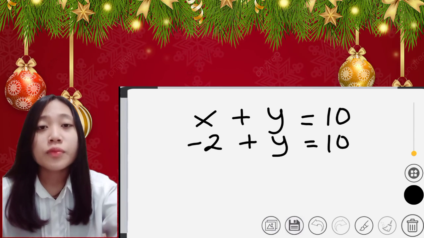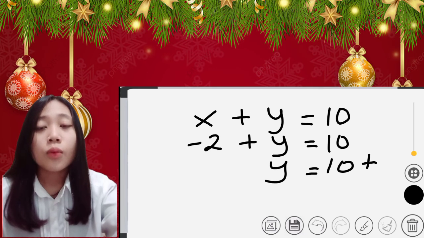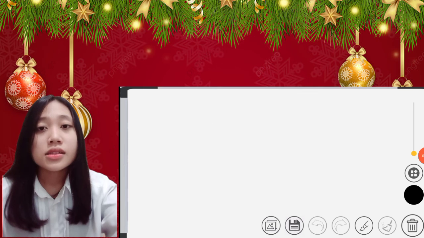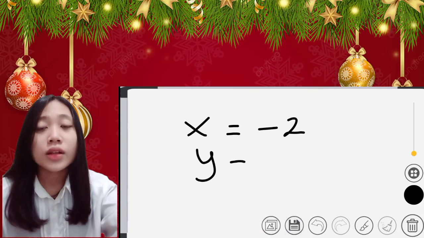Then, we move minus 2 to the right side, so that the sign changes to plus 2. So, y equals 10 plus 2. y equals 12. Thus, we get y equals 12. So, the answer is x equals minus 2 and y equals 12.